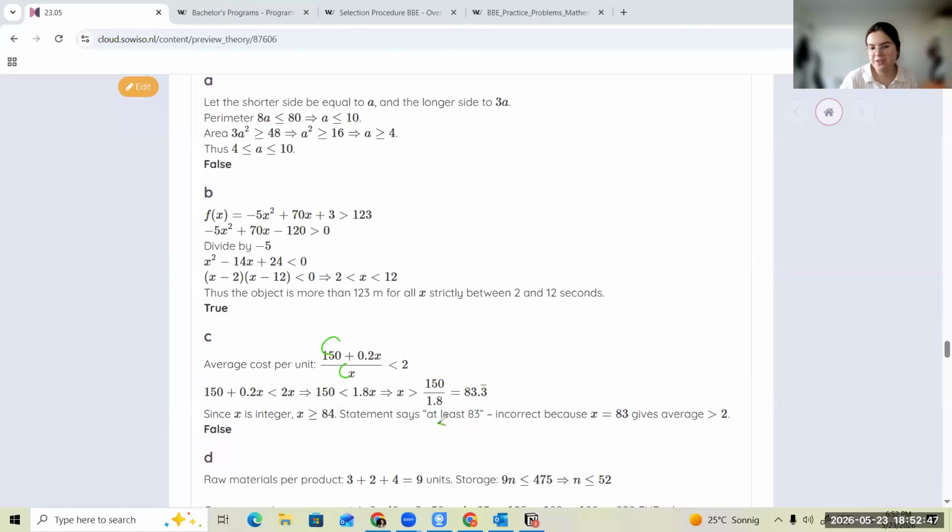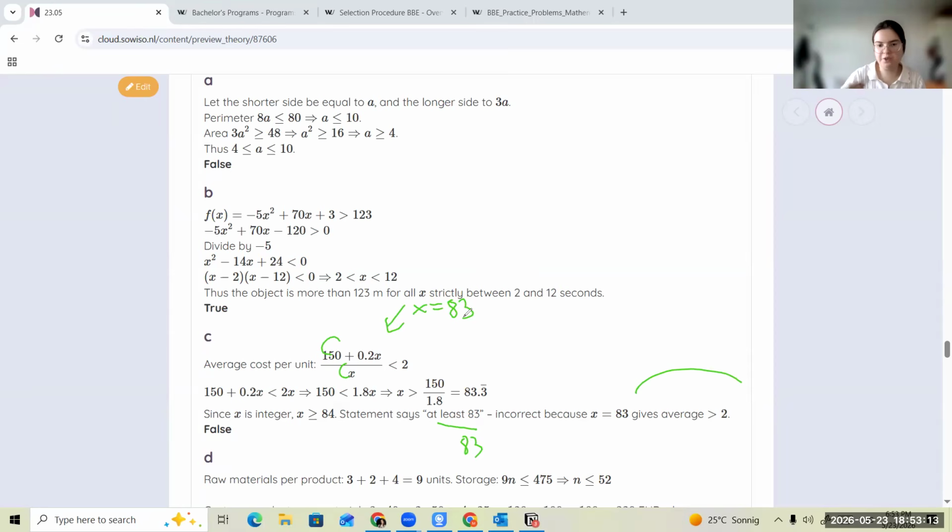Because at least 83 includes 83. If you produce 83, you have the average cost of more than 2. Here you can also just plug in the number 83 and see what happens, as an option. It's just how I think they intended it to be solved. So therefore the average cost of 83 would be more than 2. The next best unit is 84.